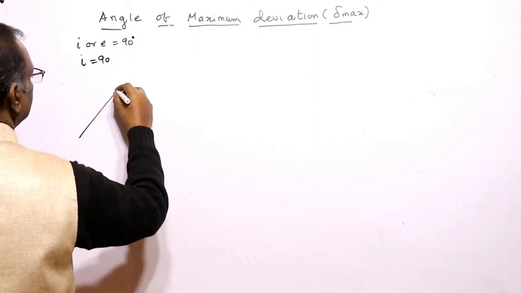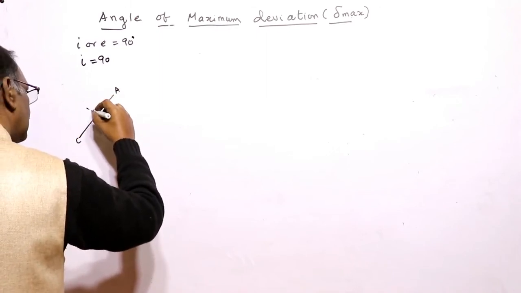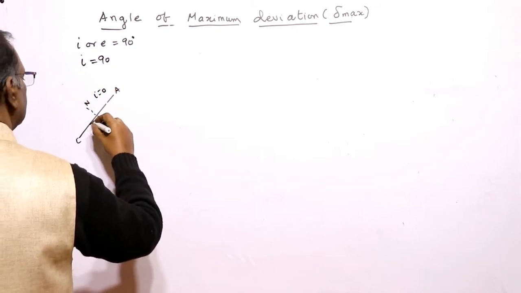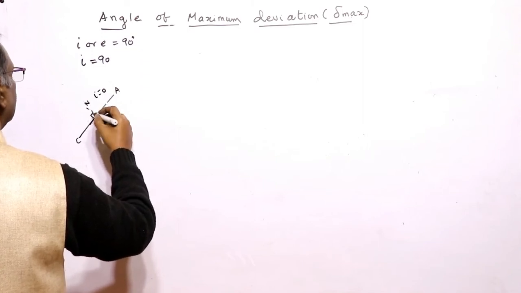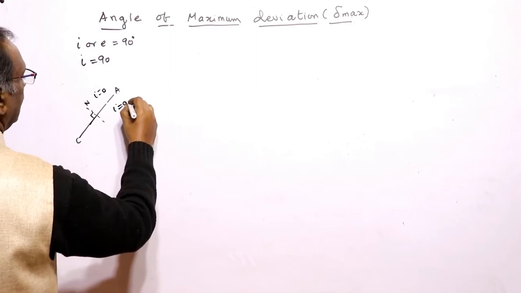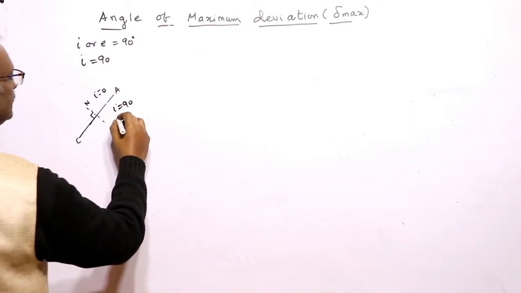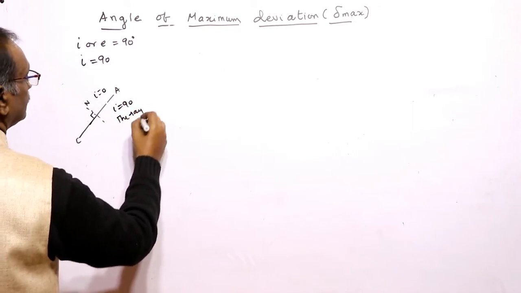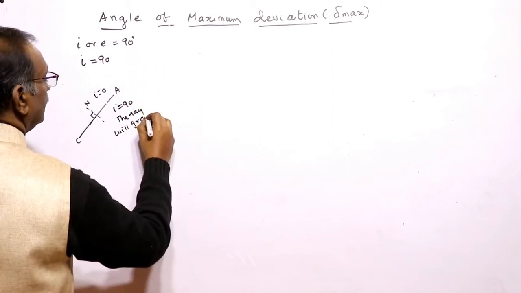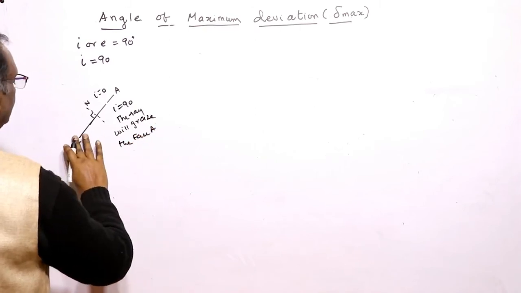I is equal to 90 means this is face A, face B, this is the normal. If a ray passes along the normal, then I is equal to 0. And this and this angle is 90 degrees. So if the maximum angle I is equal to 90 degrees, the ray will graze the face AB.